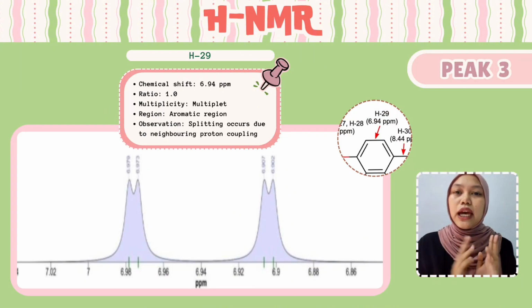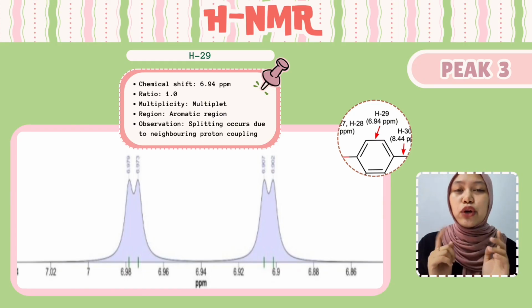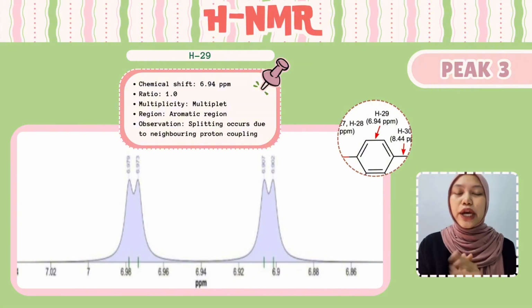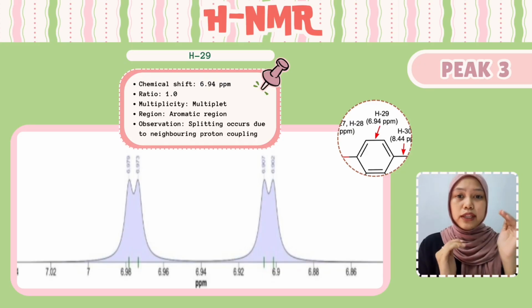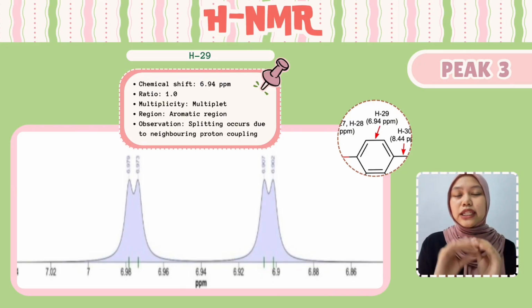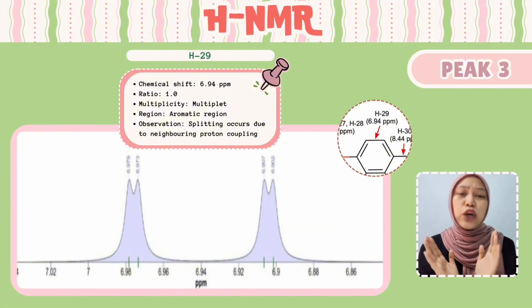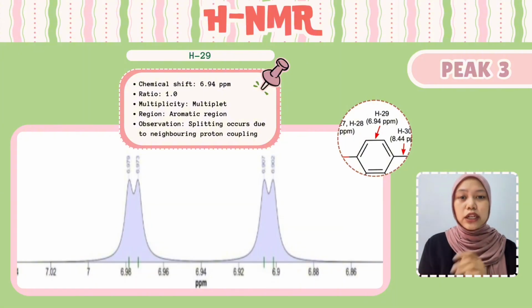Next, for peak 3, at 6.94 ppm, the signal is assigned to hydrogen 29 with a ratio of 1 hydrogen. This peak is also located in the aromatic region. Compared to the previous signals, it appears slightly more upfield, meaning the proton experiences a greater shielding effect. The signal appears as a multiplet, which comes from coupling interaction with neighboring aromatic protons.